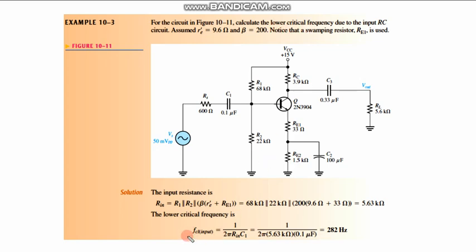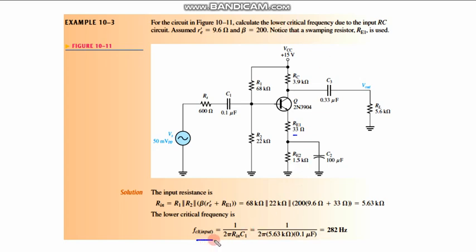The lower frequency formula is given by this relation, due to the input RC circuit. So due to the input RC circuit, we assume only this part, the RC circuit formation over here at the base. The other values given are Re prime and beta, and the swamping resistor, which is 33 ohms over here. If I remove this, I can show you that this is the swamping resistor. Now what is the lower critical frequency?